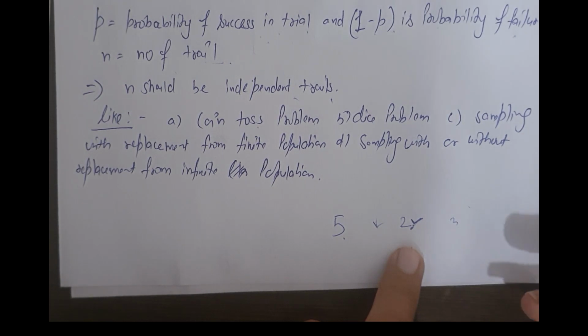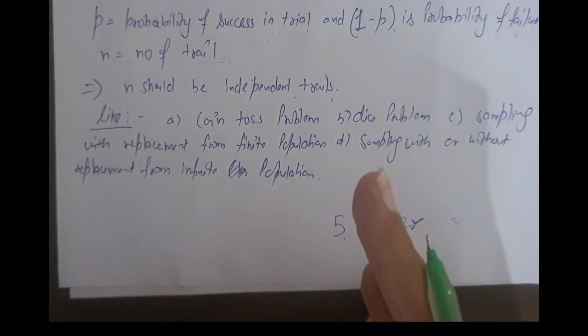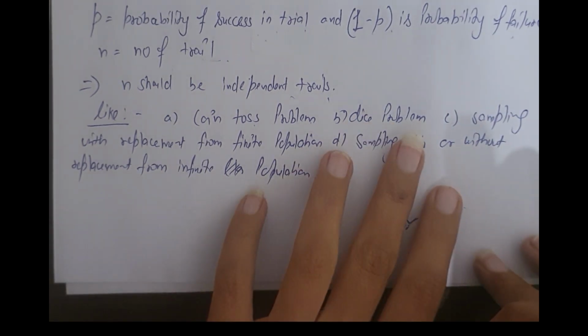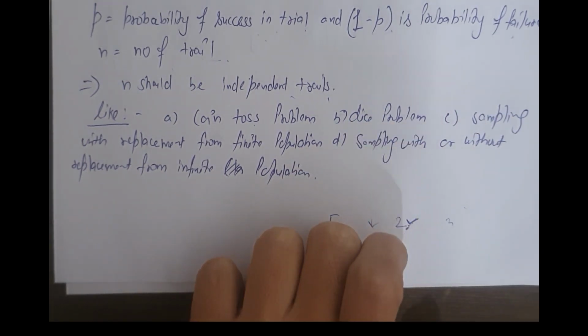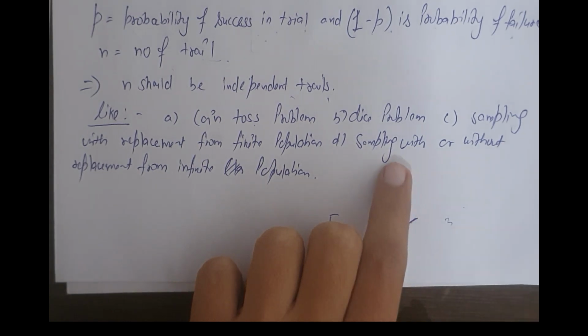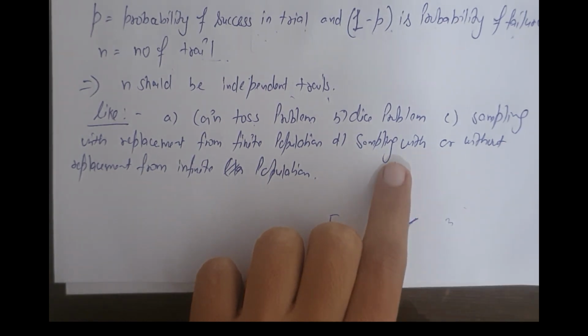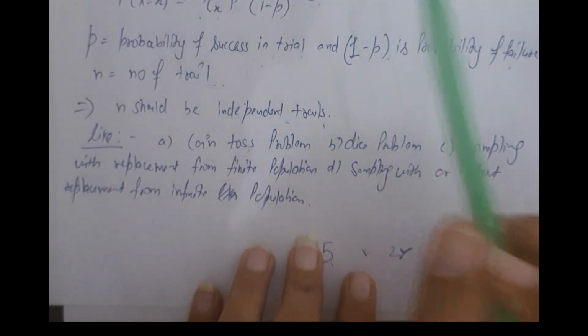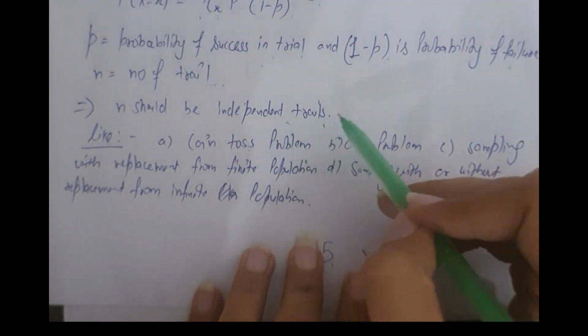As we toss the coin the 5th time, its result will not be dependent on the results of the previous tosses. Similarly, the dice problem. If we throw the dice the 3rd time, then its result will not be dependent upon the result that we got the 2nd time. So this binomial distribution is only applicable for independent trials.